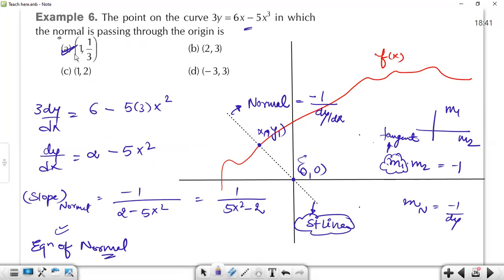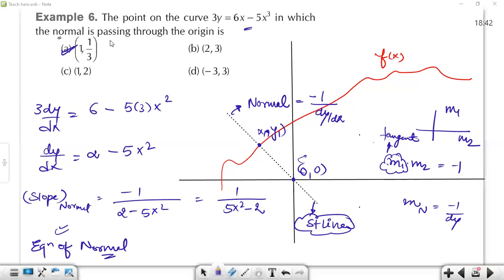Are you able to understand this complete question? If you have any doubt, you can ask me. Please ask if you have any doubt, any minor doubt, anything.